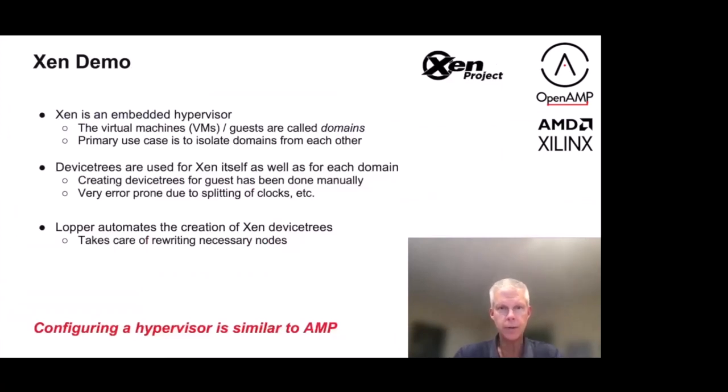So Xen has been using device trees for a long time, both for Xen itself and for the guests. And it has been really hard to do that manipulation by hand. It has been done manually. Typically, you get the Linux device tree, and then you have to, by hand, cut off some things and say that these things are passed through to Linux, these are not, and so on. And that becomes very complicated, especially when you have shared clocks and things like that. And so what we're going to demonstrate is how Lopper can take care of that and rewrite the trees for you automatically.